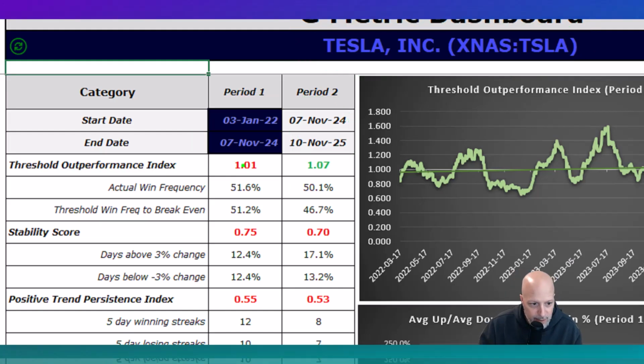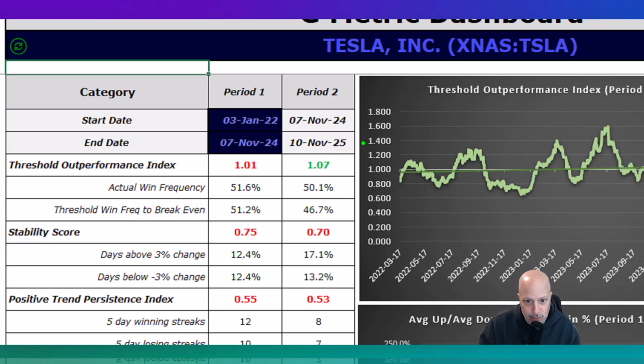All right, so the first stat we're going to look at here is the threshold outperformance index. That basically compares over this period how often the stock actually won with the threshold win percentage needed to break even. So that's calculated by looking at the size of the wins when the stock wins and the size of the losses when the stock loses. Based on those two numbers, you can figure out how much the stock needed to win to break even, or to have just that slightly positive profile. And then you compare those two numbers to get the performance index right here. So 51.6 divided by 51.2, that's 1.01.